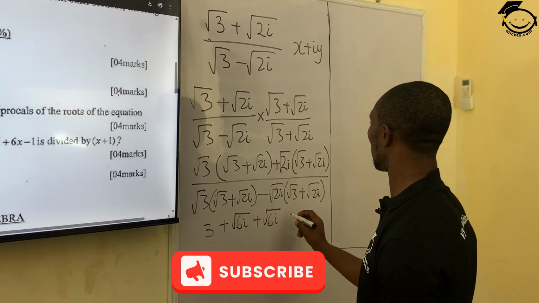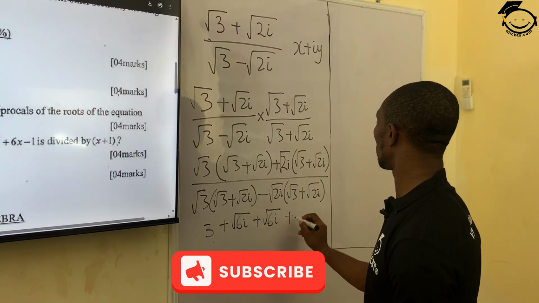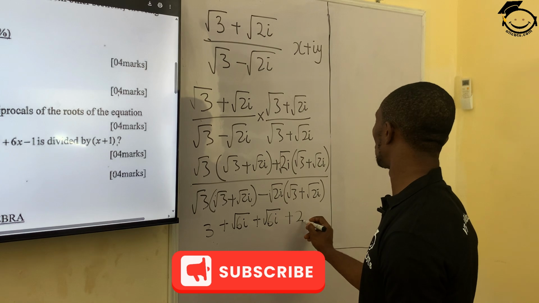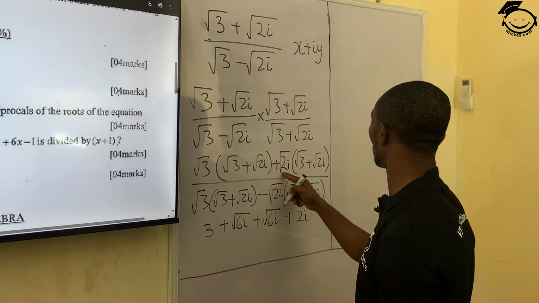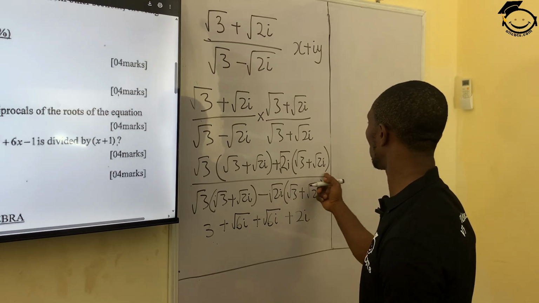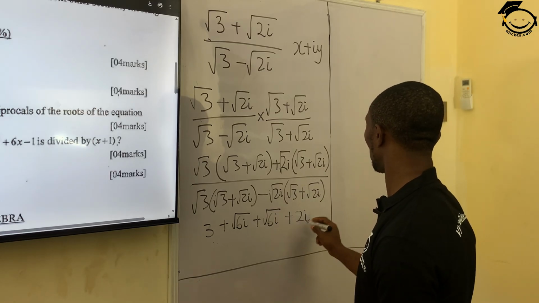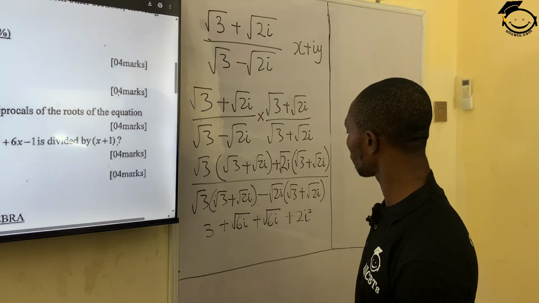This times this will give us plus root 2i squared. Root times root cancel root, leaving us with 2 times 2, 4. So that will give us root 2i squared.